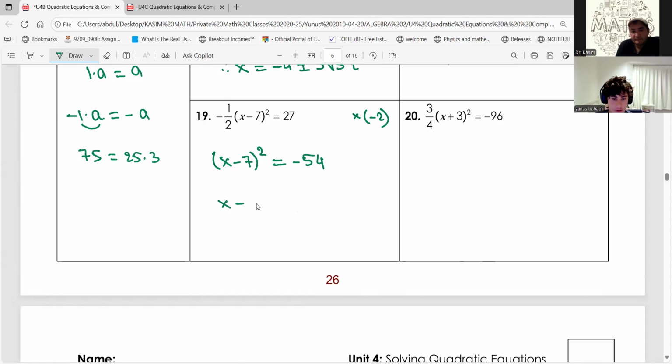Then you square root both sides. x minus 7 equals, or you can add the 7 to the other side, plus or minus square root of negative 54, which is what? 9 times 6. So x equals 7 plus or minus 3 square root of 6i. Okay. Alright.